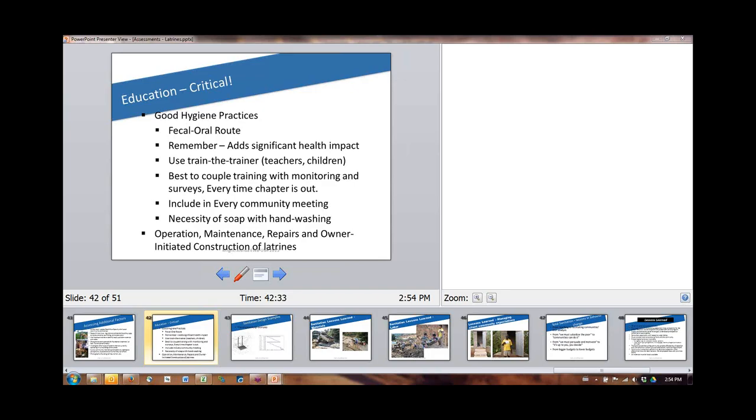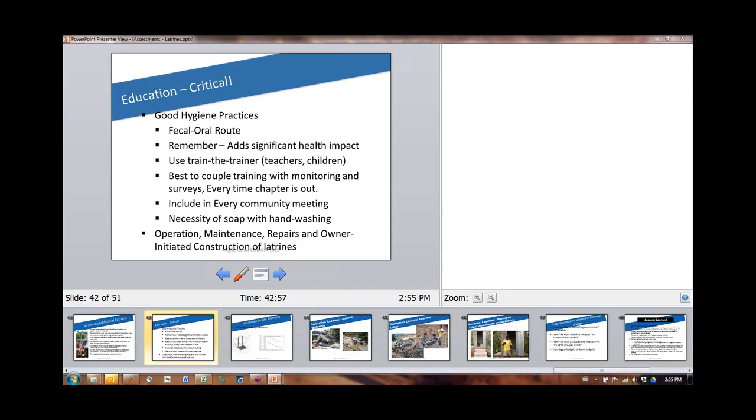Couple training with monitoring and surveys, meaning you're going to houses and finding out what kind of latrine problems are there. Are they all dirty? Are there flies all over? You know, look at other hygiene practices. Do they cover their water that they drink from? Do they have a cup with a handle on it? Very simple things. And you can give them on-the-spot advice that's going to be very helpful for that family.